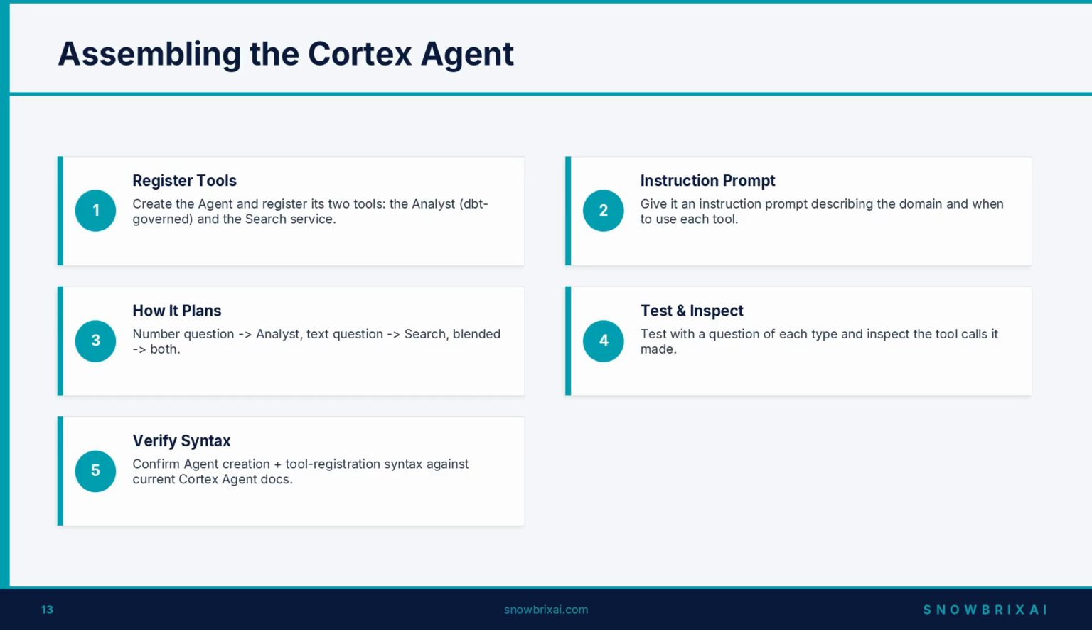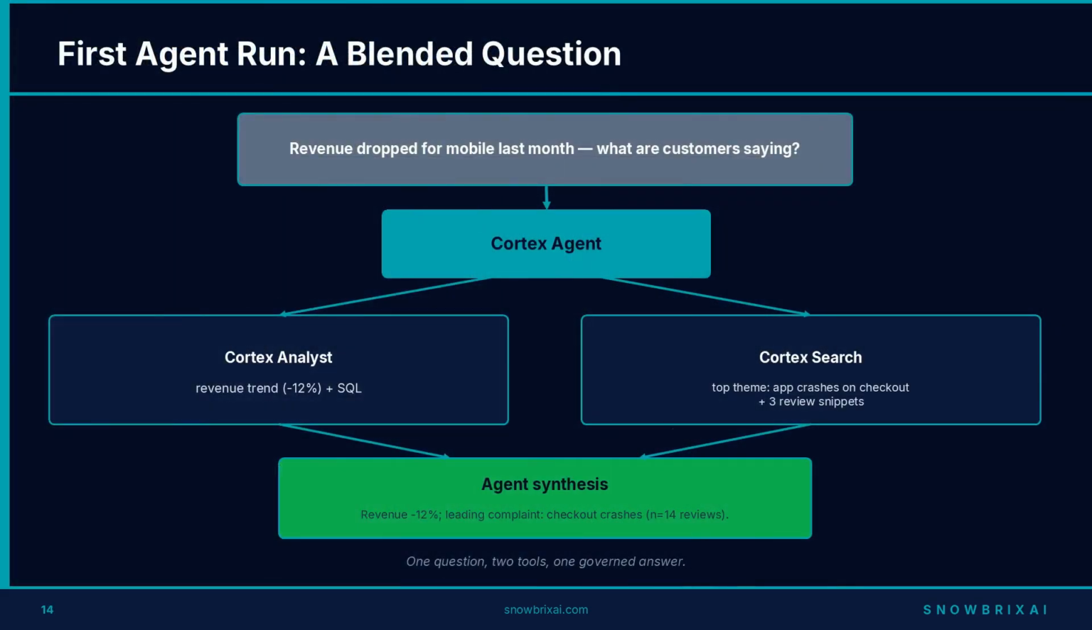So let's hand it the hard one, the blended question that no single tool can answer alone. First, watch the single tool fail. Ask Cortex Analyst alone: revenue dropped for mobile last month. What are customers saying? It returns the number, revenue down 12%, and then it stops. It cannot say a word about why, because the why lives in review text it never sees.